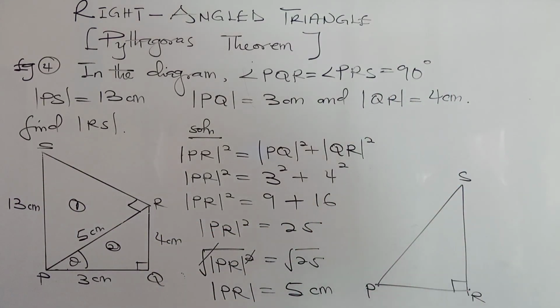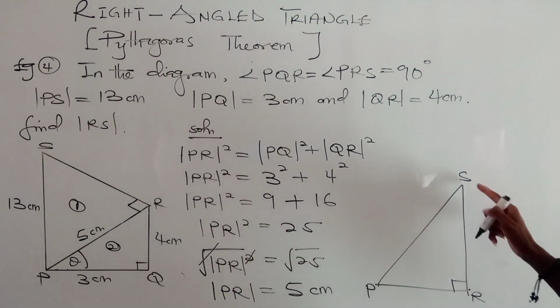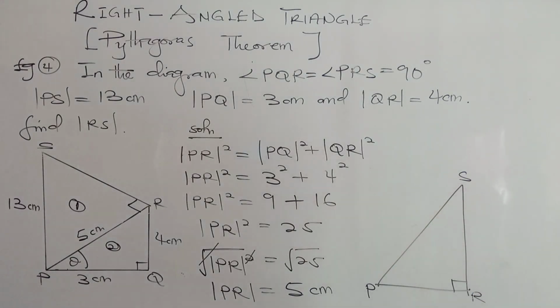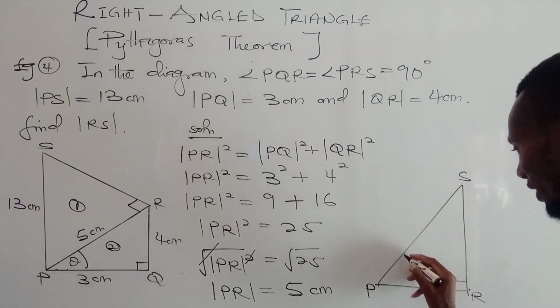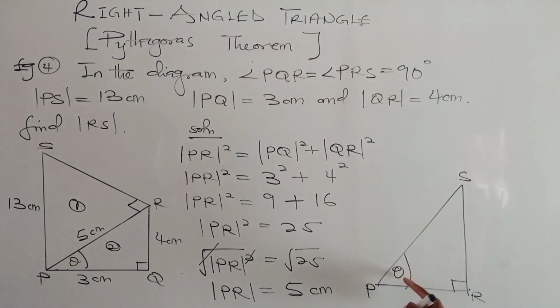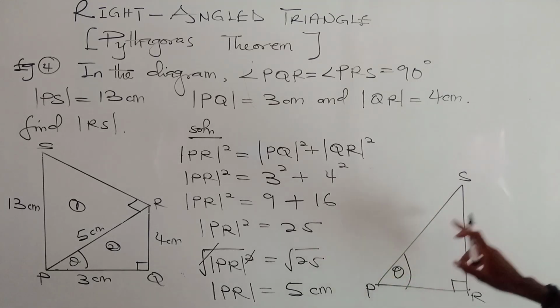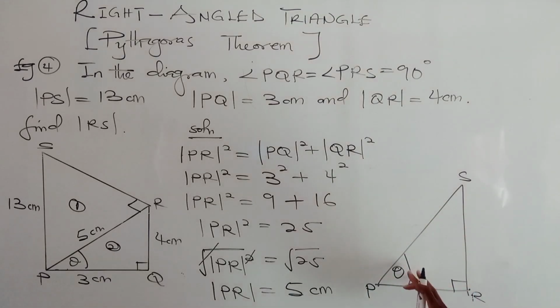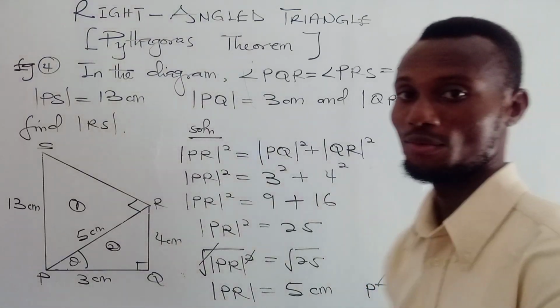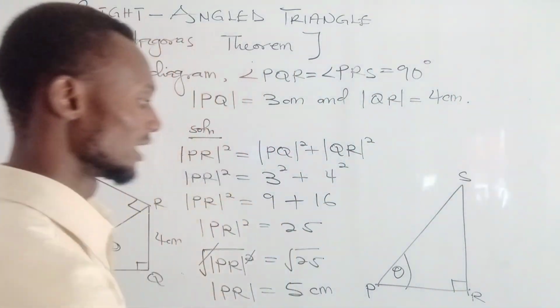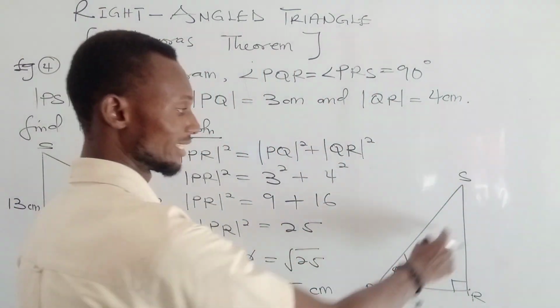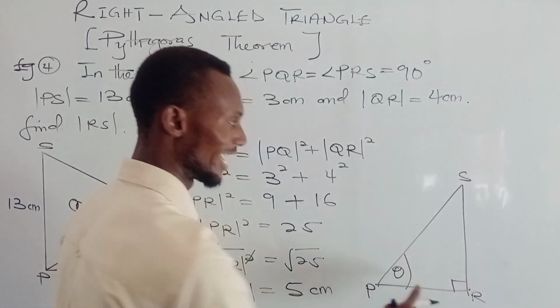So this is how it will be like: PS is the hypotenuse, PR is the adjacent, and this side RS is the opposite, because it is opposite to the angle formed here, which is theta. So let's say an angle theta is being formed here. The side opposite to the angle theta is called the opposite. This is how the diagram will look when we turn it. Now this is the hypotenuse, this is the opposite, and this is the adjacent.